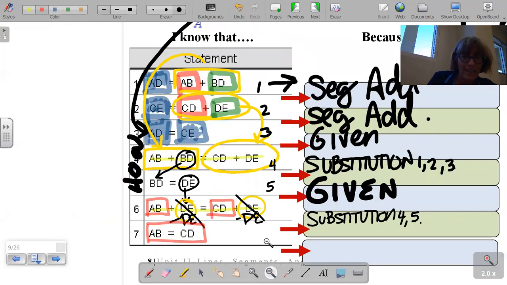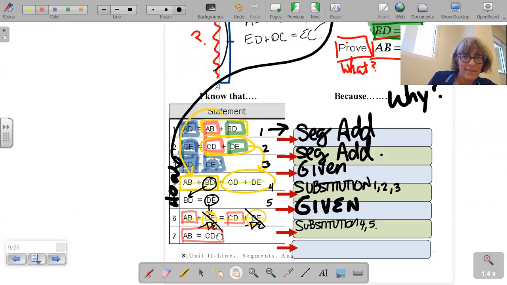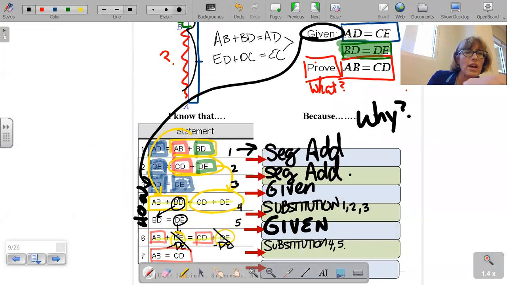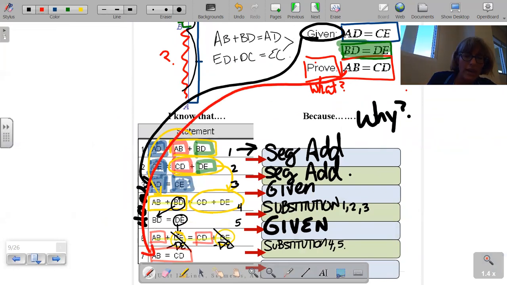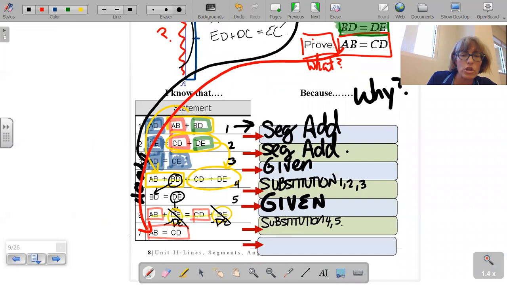Look carefully. Ready? Do you see how they're connected? You just logically proved that the segments AB and CD are of equal length. And the reason why, this last step, what changed? Subtraction property.